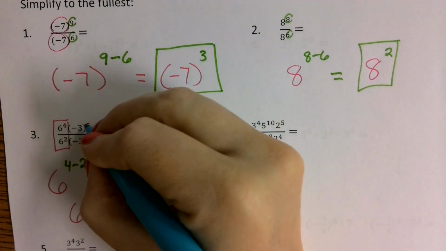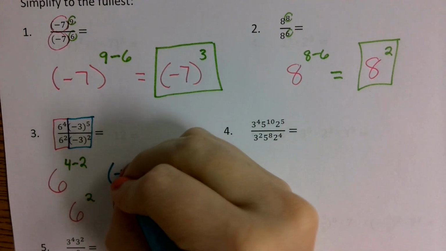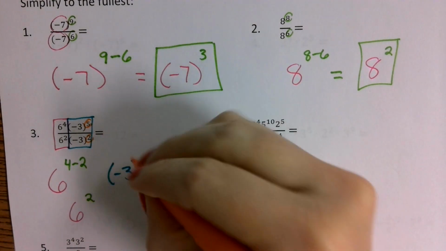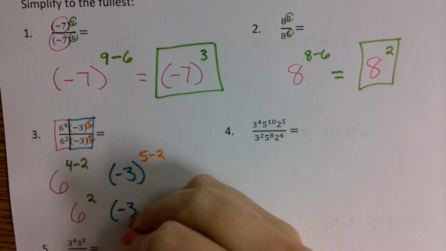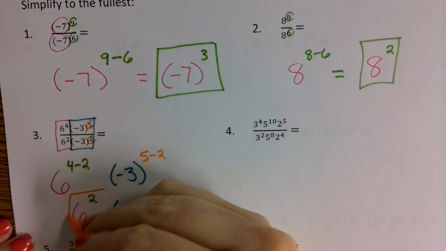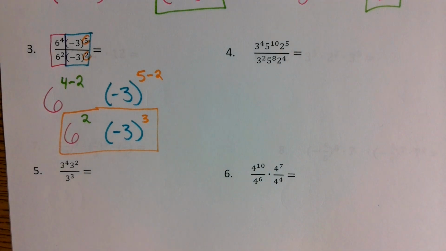And then we've got these negative 3's as our bases. So we'll have negative 3, and then the exponents that we're going to subtract here are 5 minus 2. And that comes out to negative 3 to the 3rd power, or negative 3 cubed, and there's our final answer. Go ahead and quickly do number 4, 5, and 6.